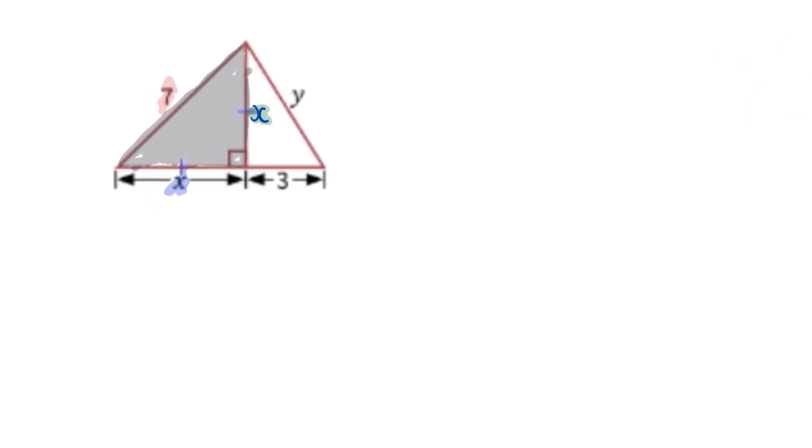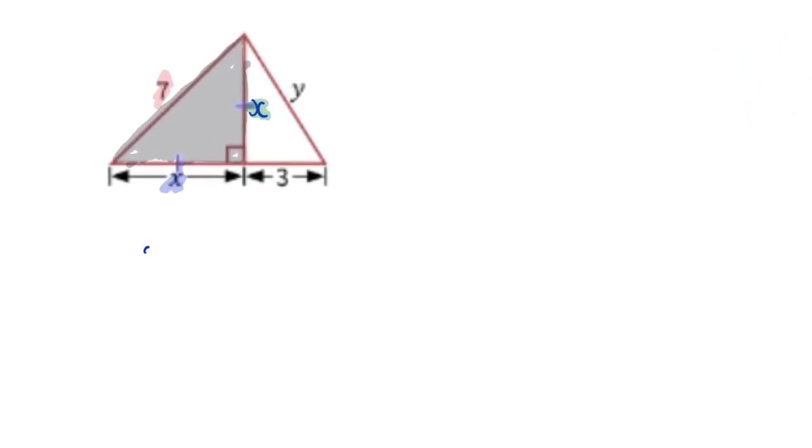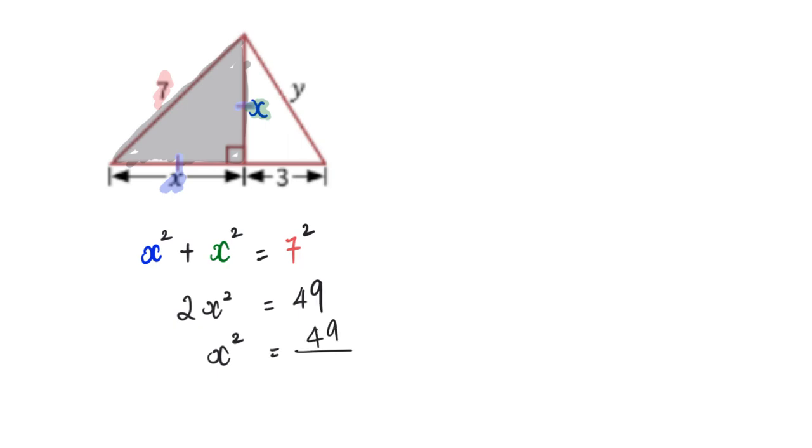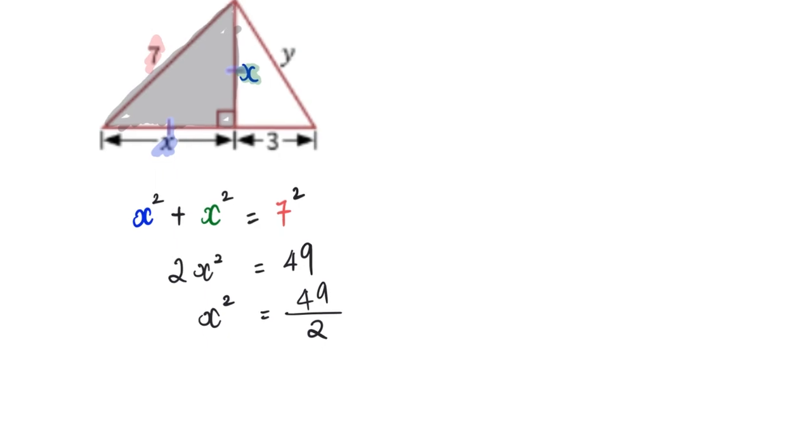So I'm going to just zoom in. That's why you will see x square plus x square equals to my 7 square. How many x square are there? Yep, 2x square will then be equals to 49, and from here I will then be able to solve for my x.